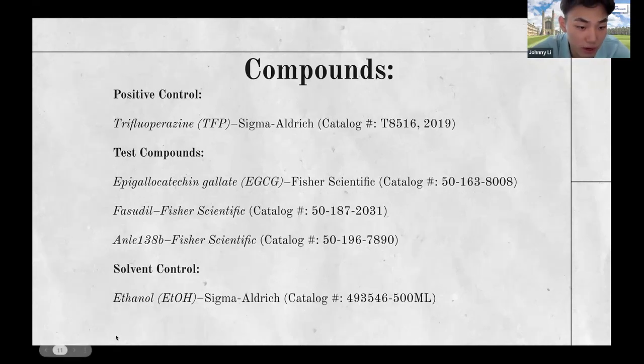So in previous research, my professor discovered that trifluoperazine served as a very effective compound for reducing inclusions in alpha-synuclein. So what we essentially did was we used trifluoperazine as a positive control. And then the test compounds that we included to compare to trifluoperazine were EGCG, Fasudil, and Anle138b, all of which have previously been shown to disaggregate fibrillar alpha-synuclein. And then ethanol was also tested as a solvent variable alongside DMSO.